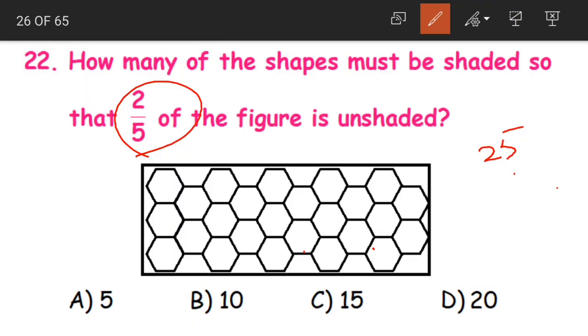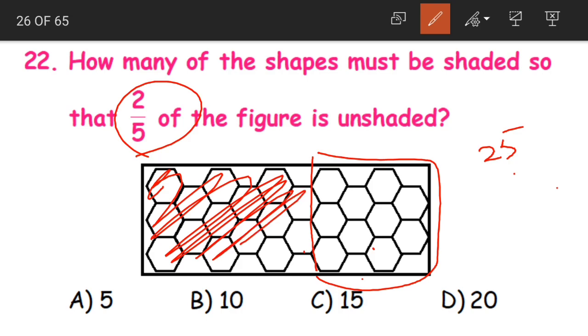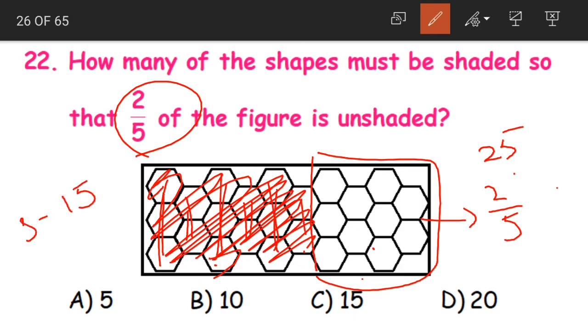So if we remove the 10, these are 10 figures. So apart from the 10, the remaining we have to shade so that 2 by 5 remains unshaded. How many did we shade, children? 3, 5, 8, 10, and then 13 and 15. We have shaded 15 and unshaded are 10.